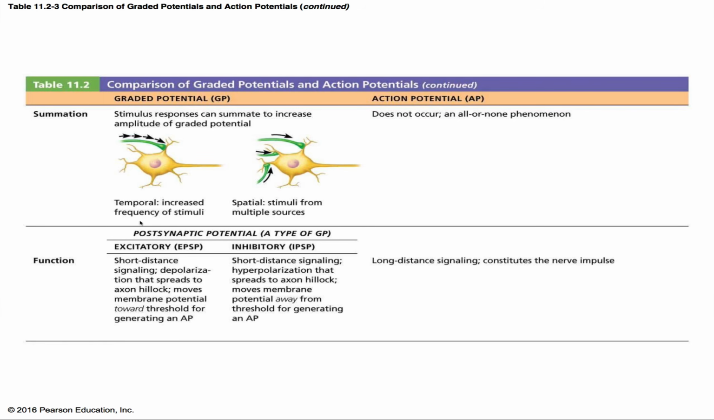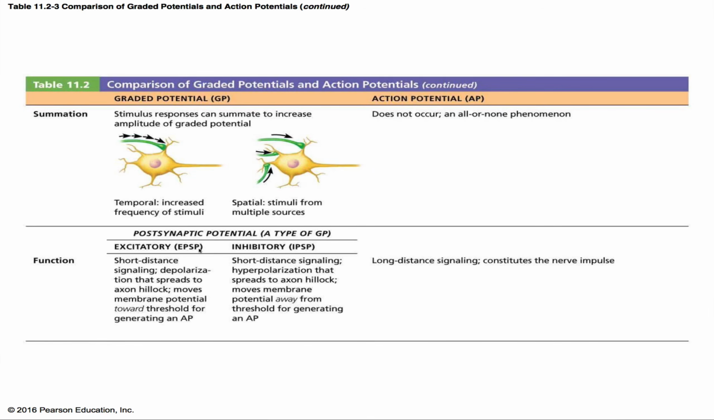For the graded potentials, we have two types of postsynaptic potentials. We have the EPSP, or the excitatory, and the IPSP, which are the inhibitory. For the EPSP, these are short-distance signaling. Its depolarization spreads to the axon hillock, which moves the membrane potential towards the threshold for generating an action potential.